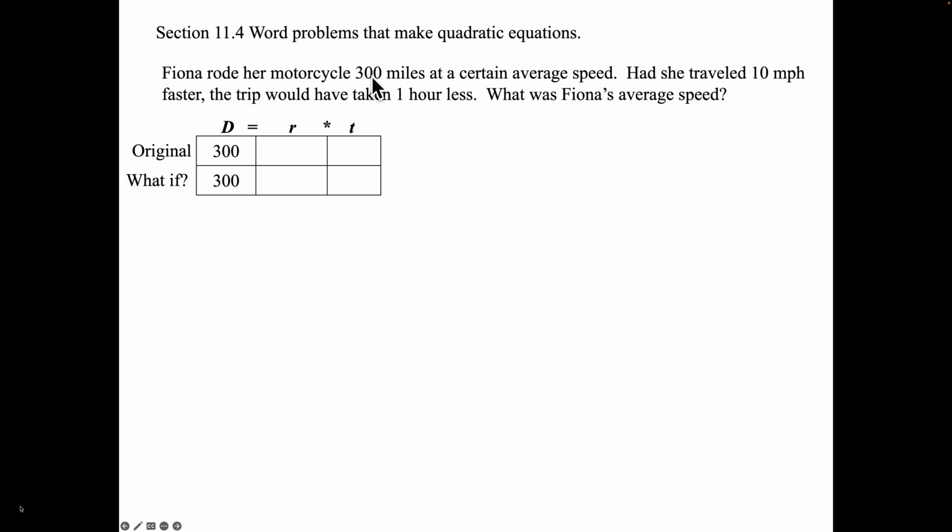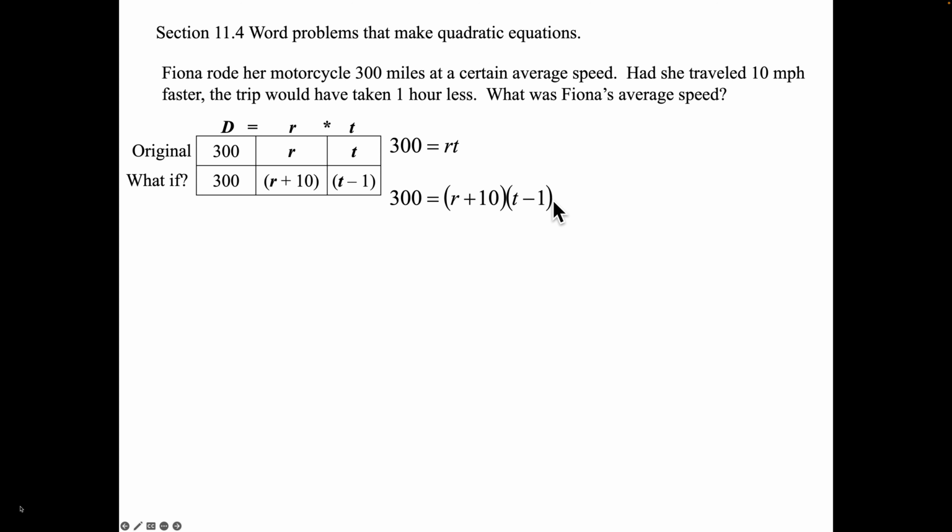In both cases, we traveled 300 miles. In the original trip, we went R miles per hour. In the what if trip, if we went 10 miles per hour faster, that'll be R plus 10. And your time, well, we'll just call T for time in the original trip. Then 1 hour less in the what if trip will be T minus 1. So this first equation is 300 equals R times T. This one is 300 equals these two binomials.